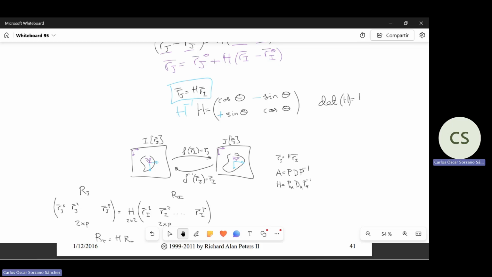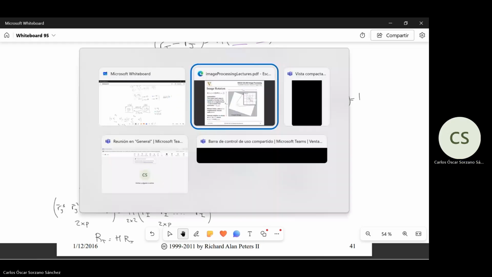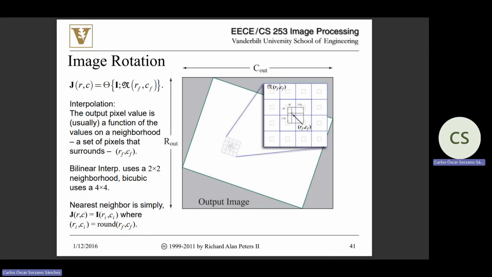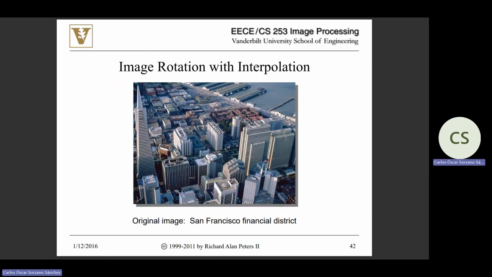So you would have to solve for Ri there. And then Ri, when you go in the opposite direction, will in general be a fractional coordinate, somewhere in the middle there. But now we know how to interpolate, because the previous lecture was about image interpolation. And here you have some examples.